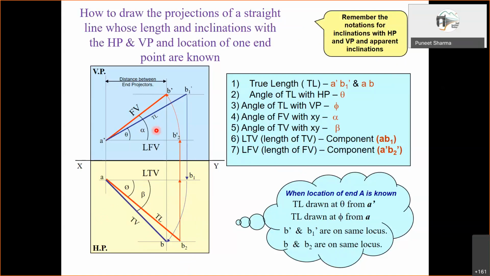What we have here is this alpha. The front view is making an angle alpha with the XY line, and that is the apparent inclination, not the true inclination of the line with the horizontal plane. Likewise, we have this angle beta, which again is the apparent inclination of the top view, and not the true inclination of the line with the vertical plane.